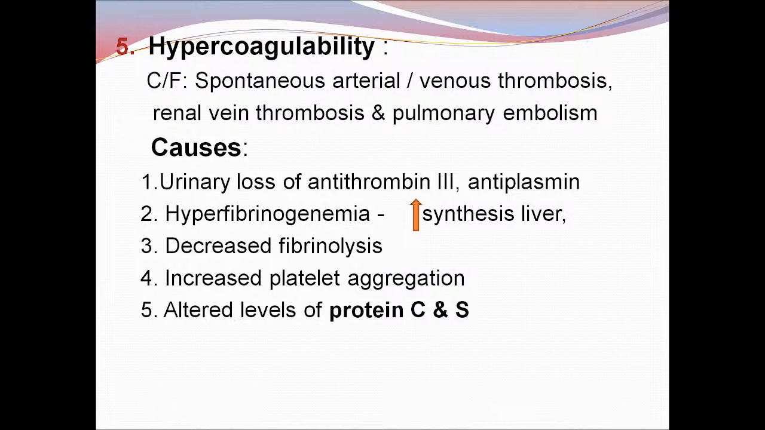Because proteins are reduced in the blood, there is increased synthesis by the liver. So, the liver will compensate by synthesis of not only proteins, but also fibrinogen. So, there is hyperfibrinogenemia, increased platelet aggregation, and decreased fibrinolysis. All this together gives rise to a hypercoagulable state, which is one of the important complications you get in a chronic patient of nephrotic syndrome.